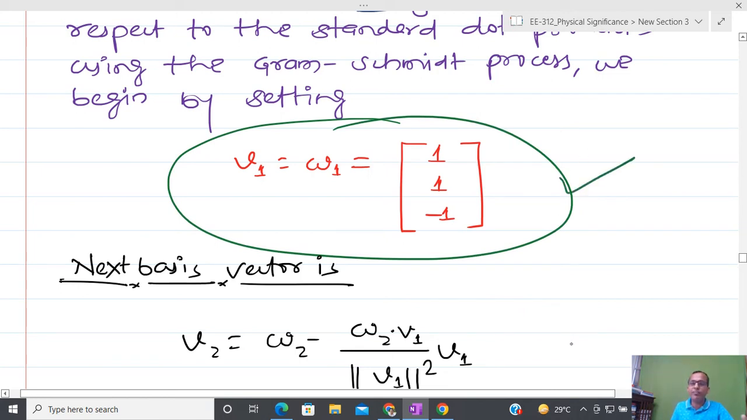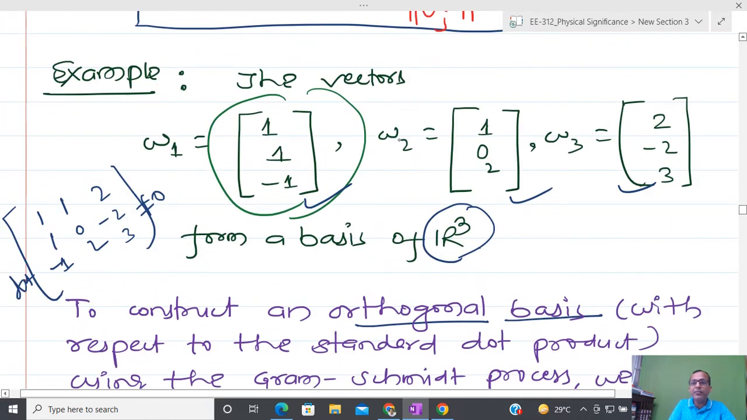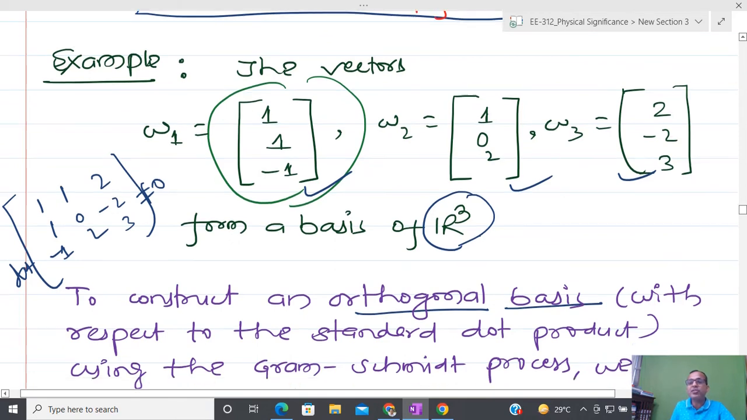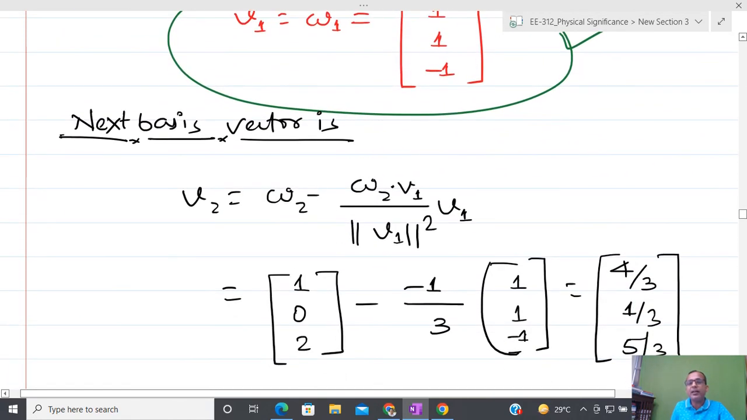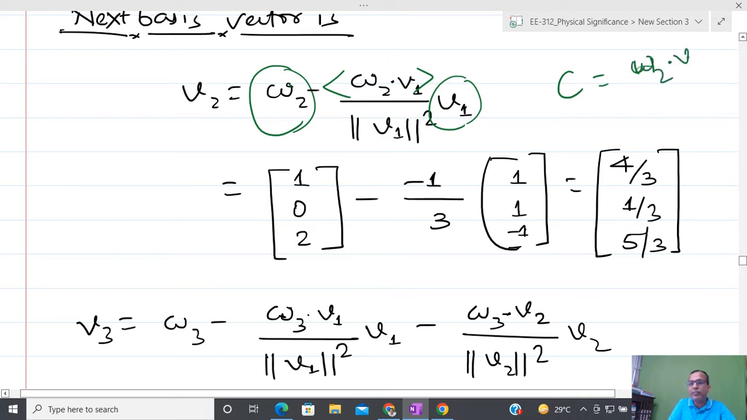After that, with the help of v1 or w1, because both are exactly the same, and with the help of w2, I am going to construct v2, another orthogonal basis vector. I know w2, I know v1, and we have just seen that in order to calculate this c, I have to take the inner product of w2 with respect to v1, which is known to me, and after that divide by the standard norm squared.